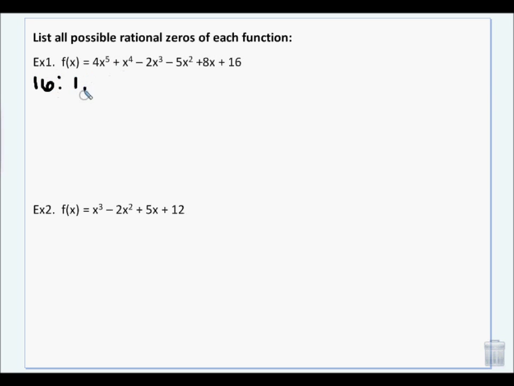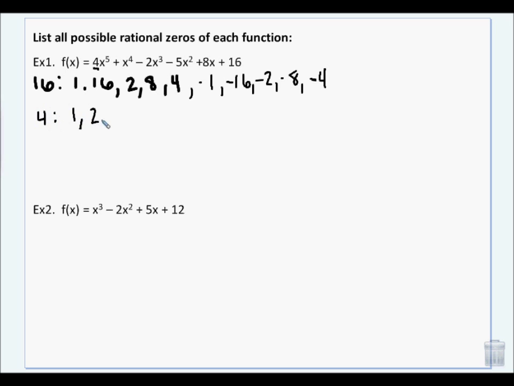So there are 1, 16, 2, 8, and 4. But then you also have -1, -16, -2, -8, and -4. And then you list the factors of the leading term, which is 4. So I have 1, 2, and 4, and then -1, -2, and -4.